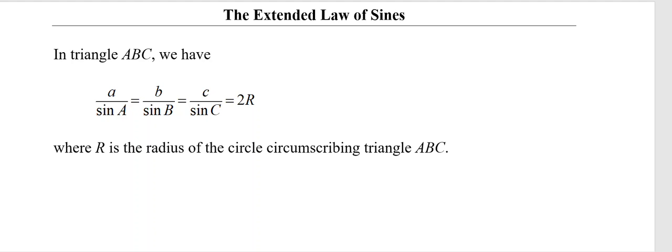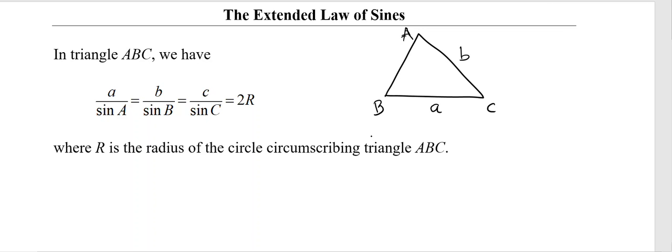Hi everyone. You probably know the law of sines as the following. Given a triangle ABC, where lowercase a represents the length of the side opposite angle A, lowercase b is opposite angle B, and lowercase c is opposite angle C. In this triangle, a over the sine of A equals b over the sine of B, which equals c over the sine of C. But not everybody realizes there is another quantity to the law of sines.